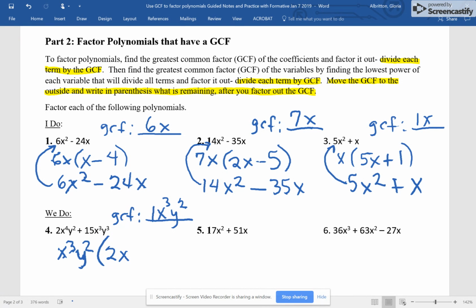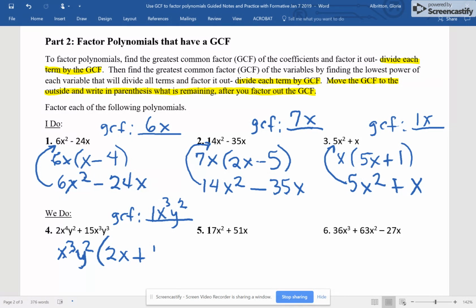But if I pull an x cubed out of x to the 4th, 1 x is still there, because that's 3 x's, that's 4 of them, and I only pull those 3 out, so 1 is left. If I pull a y squared out of y squared, there's no more y's left. Does that make sense? Ask questions when you come back to class if you need to. Now let's go to the next one.